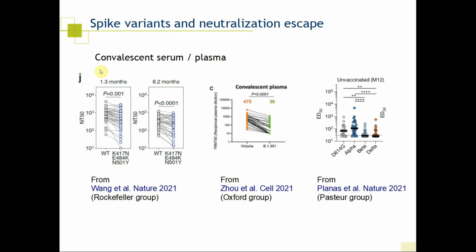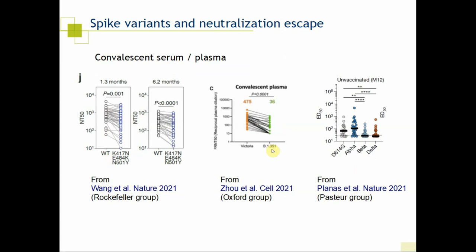Here, these people are testing serum from patients who had been infected with first wave SARS-CoV-2 and had recovered. So they are seropositive, and they test against the wild type spike glycoprotein or with a combination of these mutations. You can see reduced antibody titer against the triple mutant. That was a group at Rockefeller, the same thing in Oxford, and the same thing at the Pasteur Institute by Planas. Here the titers aren't so great, but you can see some escape from the beta and the delta variants.